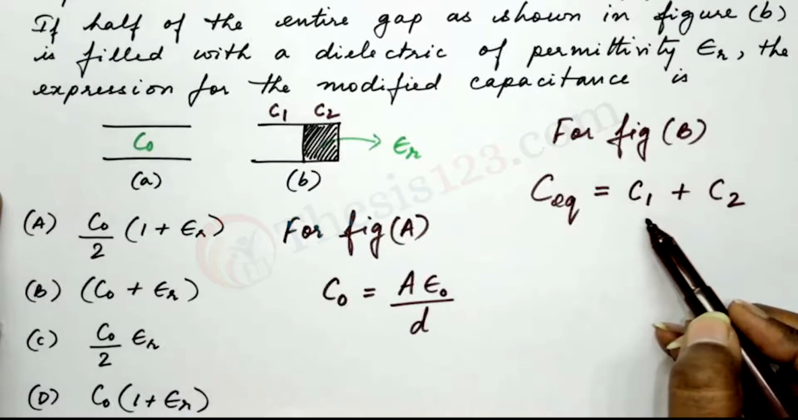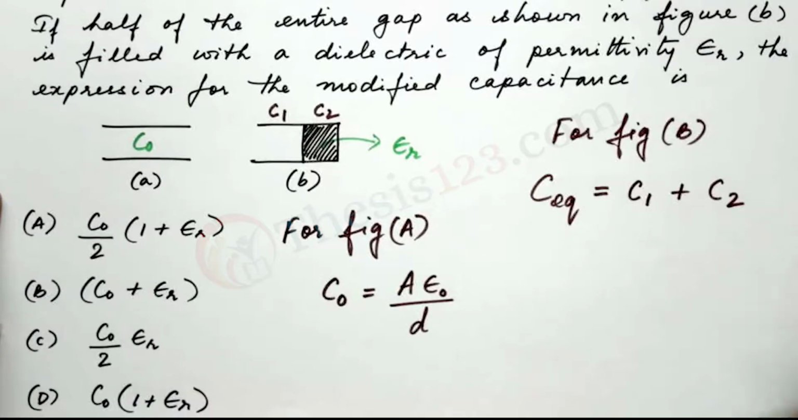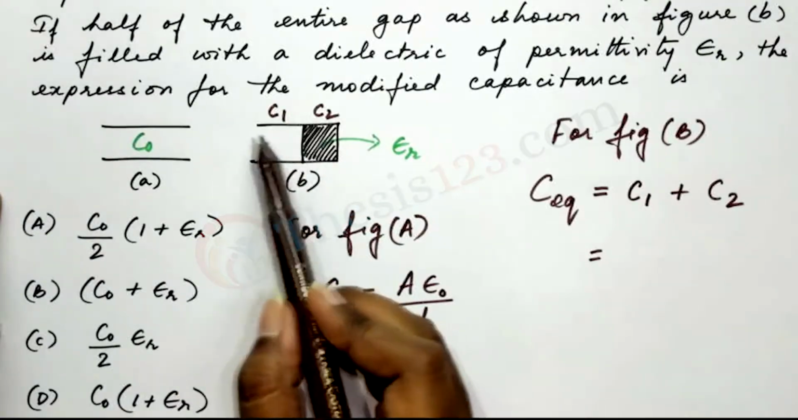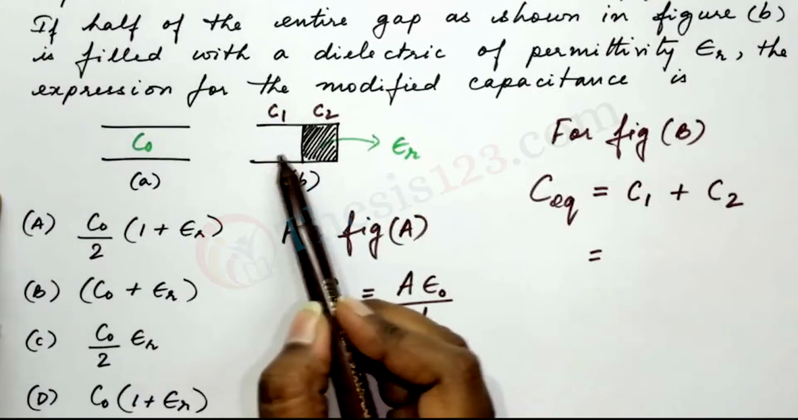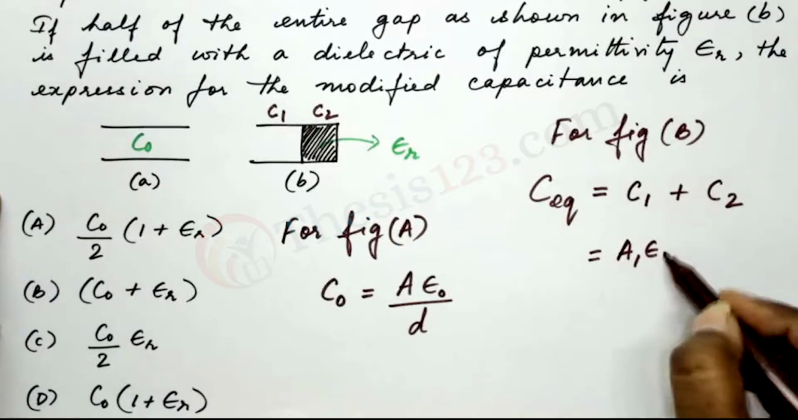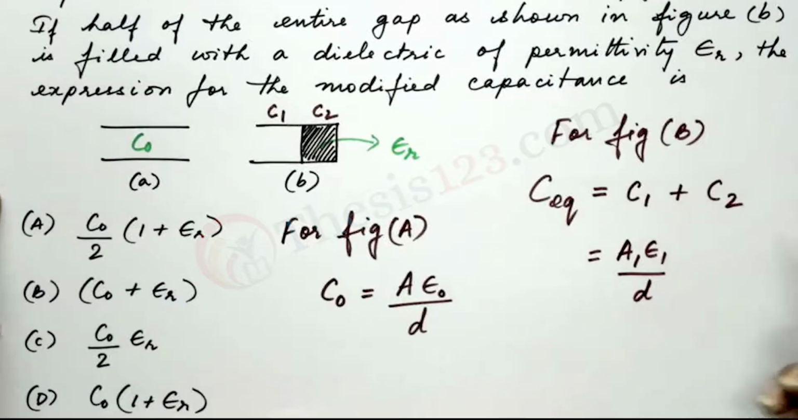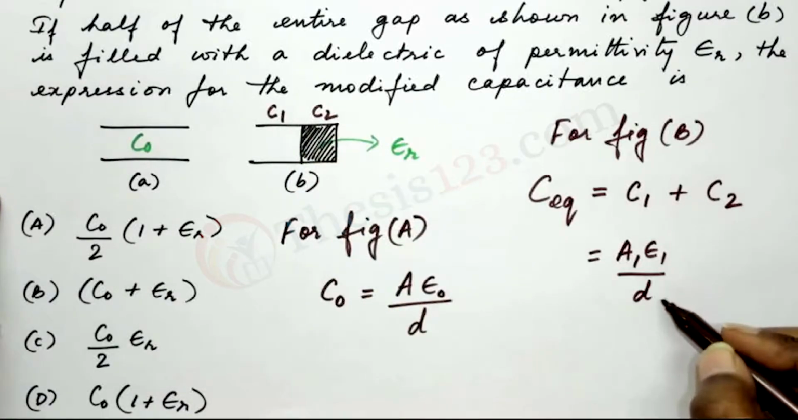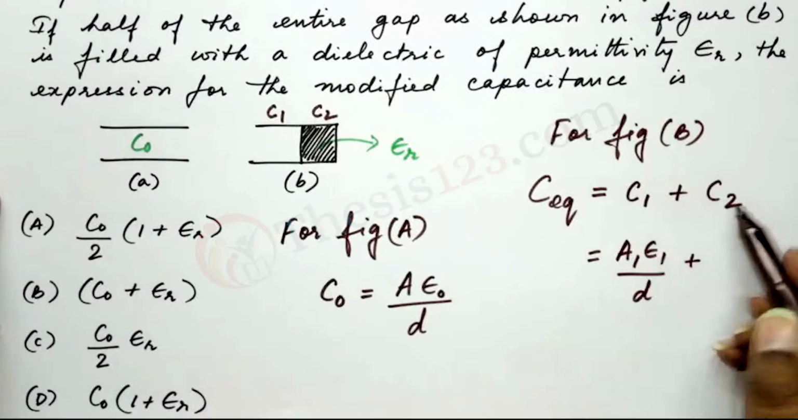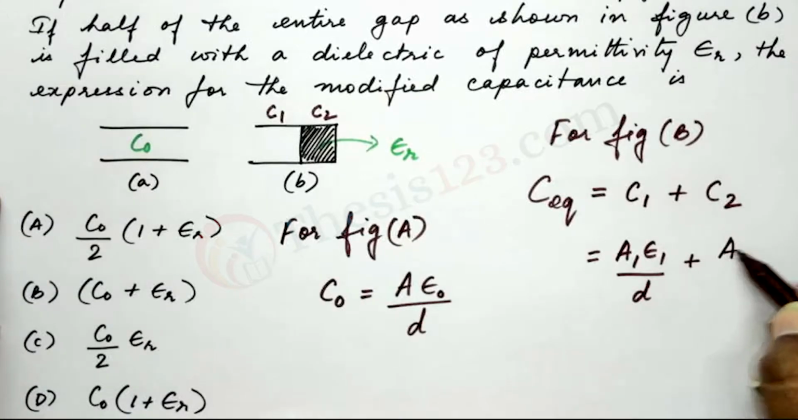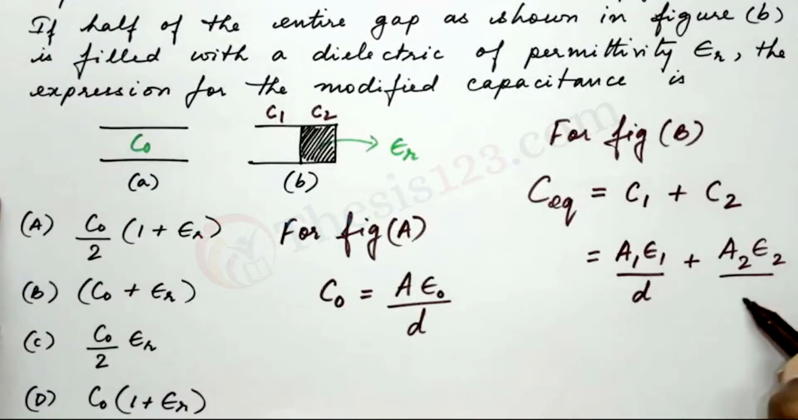So we will have to note down the expressions for C1, C2 and then solve further. C1 is the part of the capacitor which is filled with air, so the expression would be, let's write it as A1 epsilon 1 by D. Now the separation between the plates is anyway the same for both the parts of the capacitor, so D will remain the same for both C1 and C2. In case of C2, let's write this as A2 epsilon 2 by D.